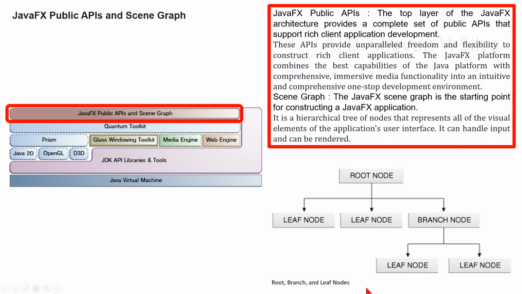Here you can see root, branch, and leaf nodes. This figure shows a general inheritance diagram of root, branch, and leaf nodes. The root node has 2 leaf nodes and 1 branch node. The branch node has 2 leaf nodes.